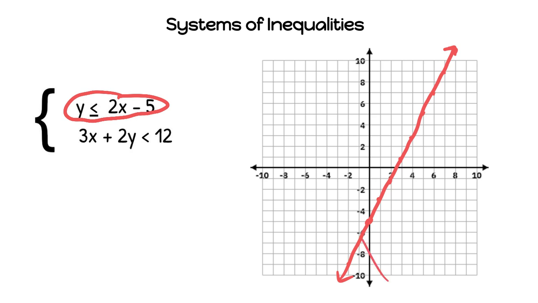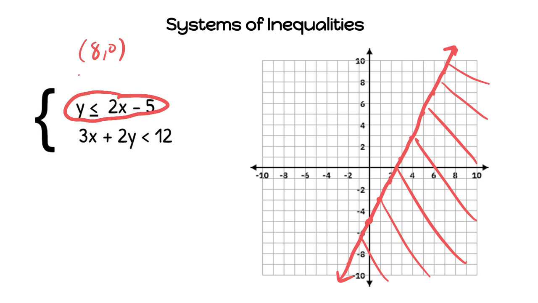And since it is less than, it's shaded below. So we'll shade like normal. Shade the values we need to shade. Any value in that shaded area would work. For example, the ordered pair 8, 0 will work because 0 is less than or equal to 16 minus 5, which is 11, so that works. So we just do a quick check to make sure we've shaded correctly. And now we can look at the second one.